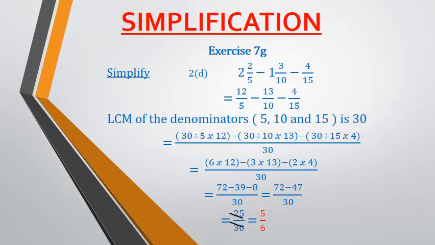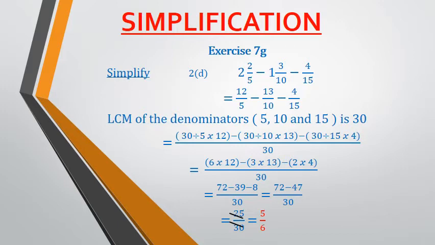So what is our next step? Let us see. In the next step, in the denominator we will write the LCM of the three denominators, which is 30, and in the numerator part what we are going to do? We will divide 30 by 5 multiplied by 12 minus 30 divided by 10 multiplied by 13 minus 30 divided by 15 multiplied by 4. And now we are going to solve these brackets. So what do we get?